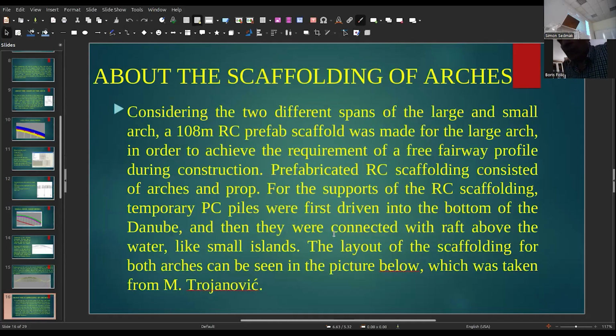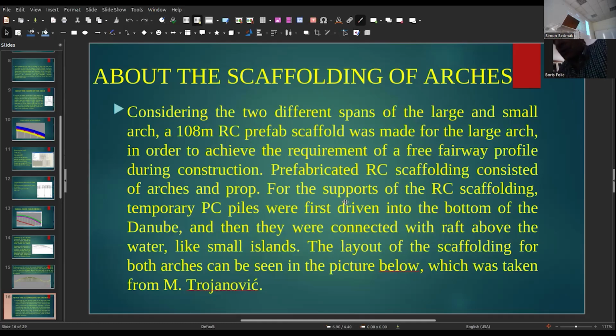About the scaffolding of the arch, considering the two different spans of the large and small arch, a 208 meter RC prefab scaffold was made for the large arch in order to achieve the requirement of free fairway profile during construction.